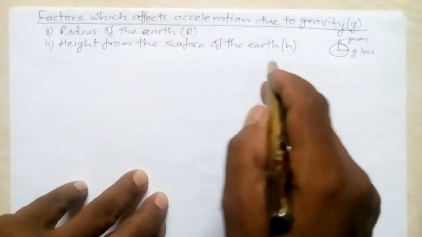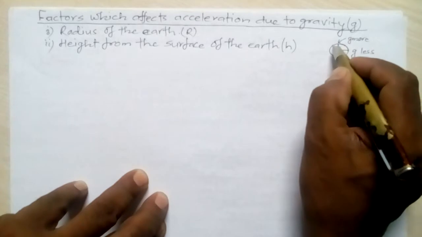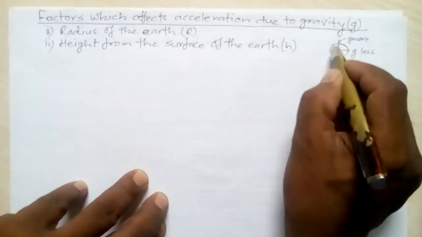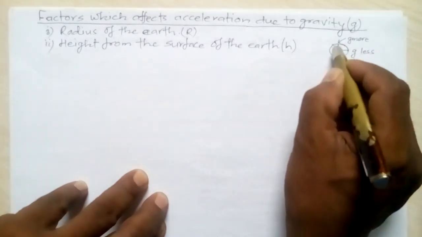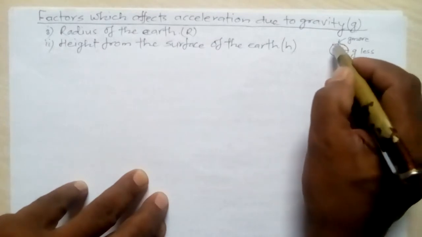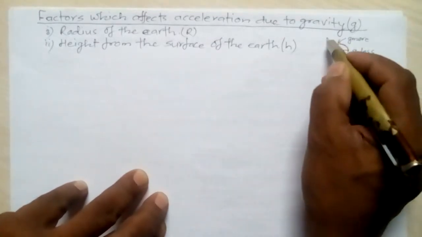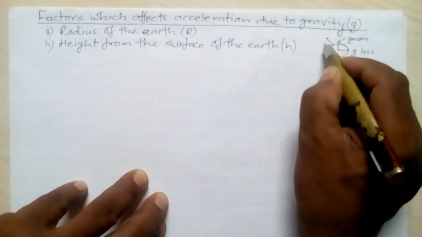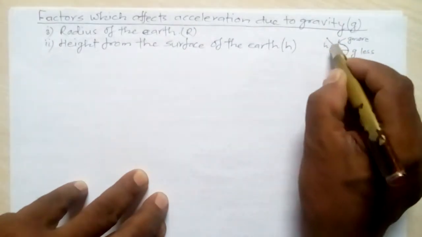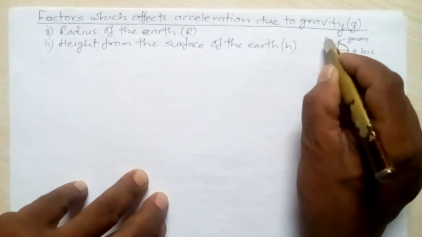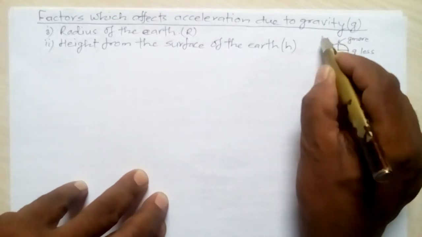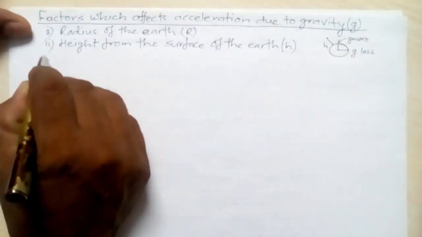And second point, what I mentioned just now, height from the surface of the earth. Value of g is maximum on the surface of the earth. And if we go to a height, let's say this height through which we are going up, g decreases. And there are other factors also.